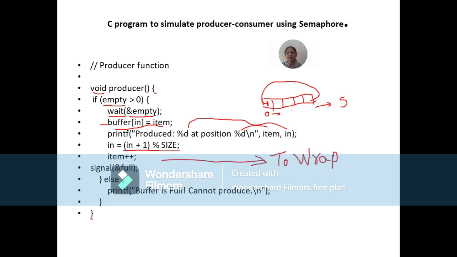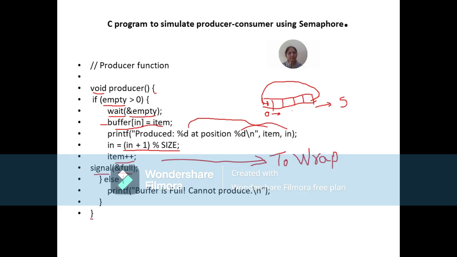Okay, fine. Since we have produced one item, now the producer has to produce the second item, so we are also incrementing item by plus plus. After that, since it has produced into the buffer, and it had executed wait on the semaphore empty, it is compulsory for the producer to also execute signal on full. So it calls the signal function on the semaphore full. We are sending the address of full.